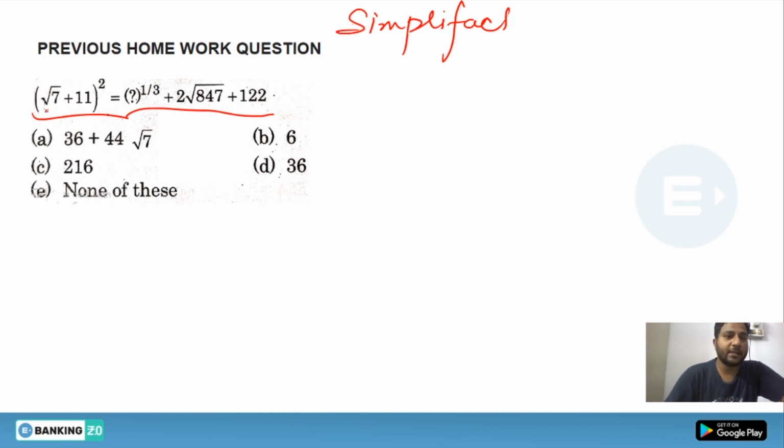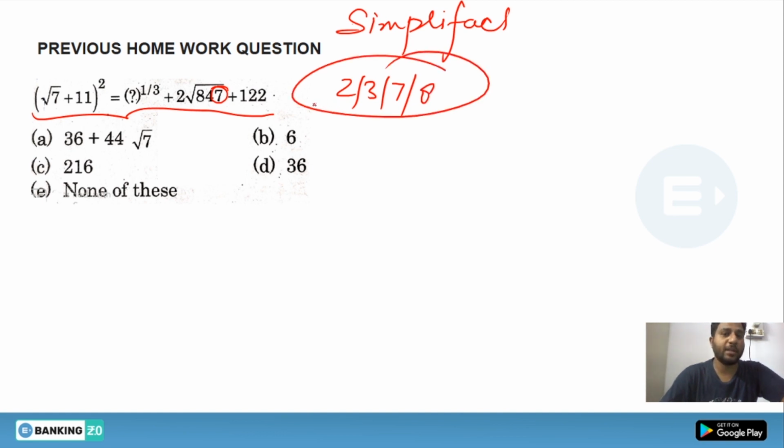First of all, you should know that there is under root 7 plus 11 to the whole square, and question mark to the power 1 by 3 plus 2 into square root of 847. If you know something, you will know that once you have got 2, 3, 7 or 8 at the unit place in such a number which is under square root, then the square root of that number wouldn't be possible. So how can you solve it? You will have to open the whole square formula. What is the whole square formula? A square plus b square plus 2ab.